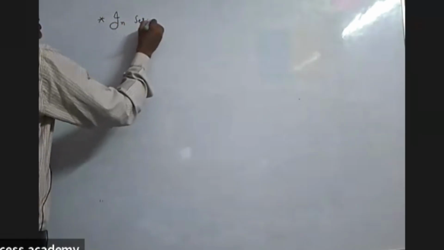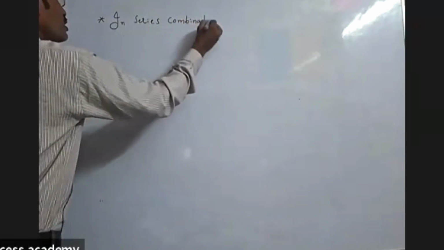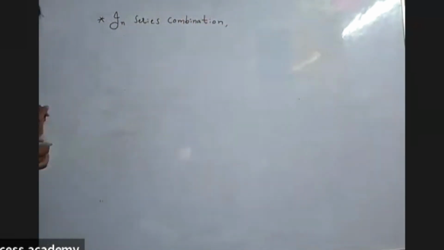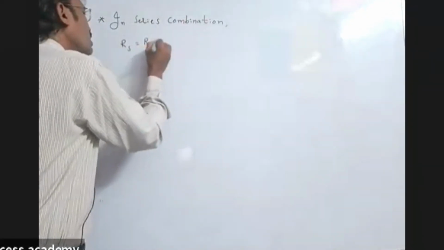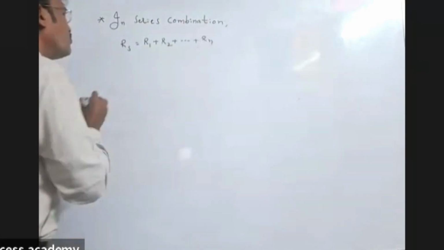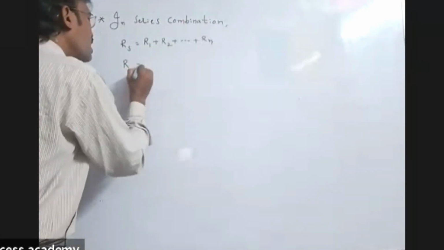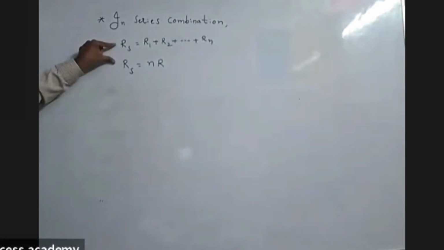Series and parallel combination. Listen. In series combination, Rs is equal to R1 plus R2 plus and so on plus Rn. For identical resistors, Rs is equal to NR. These two are very, very important formulae.